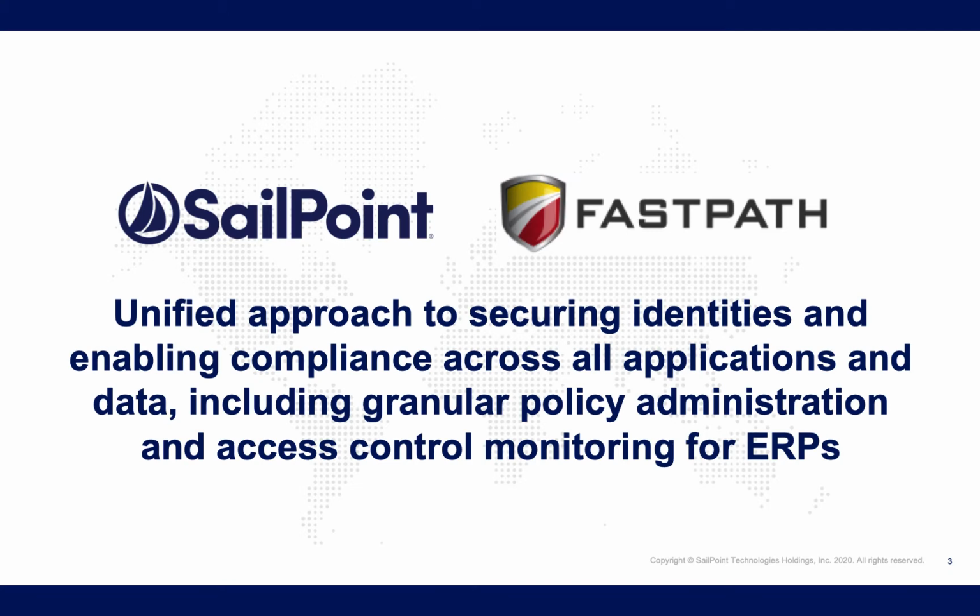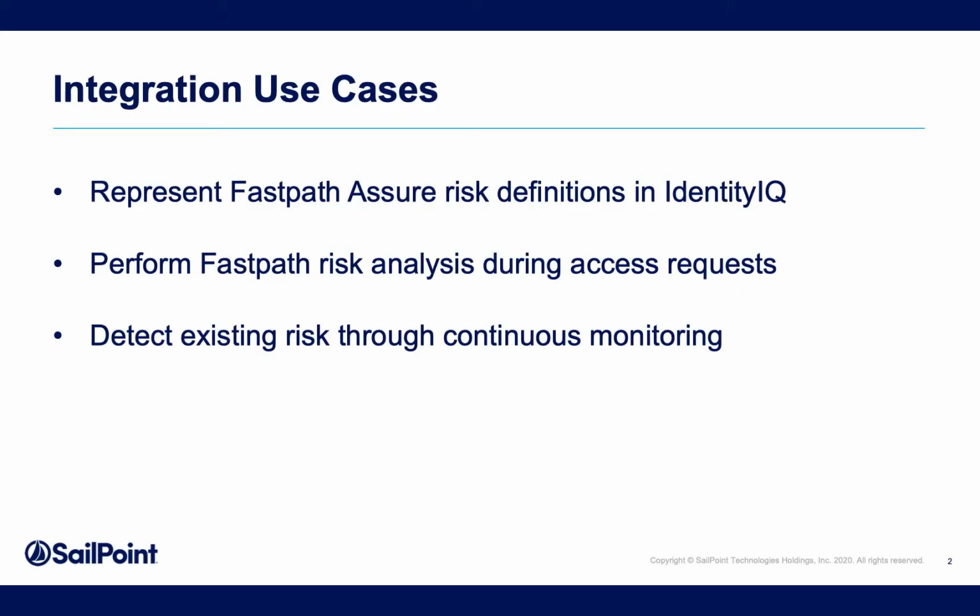The combination of SailPoint Predictive Identity and Fastpath Assure delivers a unified approach to securing identities and enabling compliance across all applications and data, including granular policy administration and access control monitoring for ERPs. Together, SailPoint and Fastpath have built an integration that allows for the modeling of Fastpath Assure risk definitions in SailPoint Identity IQ, the evaluation of advanced SOD policies during access requests, and detecting existing risks for identities through continuous monitoring.